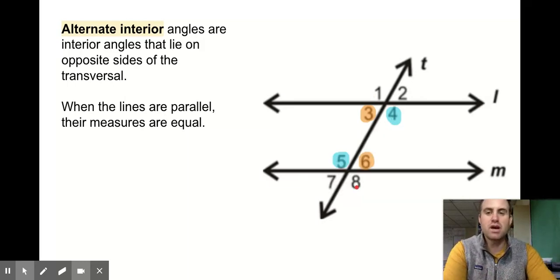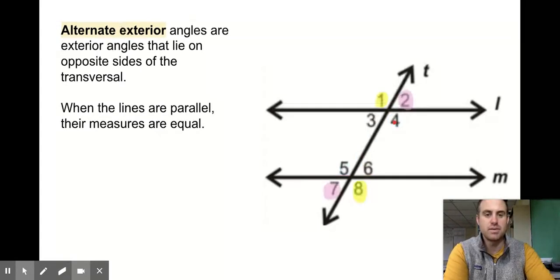So here on this slide, what we're talking about is alternate interior angles. Alternate meaning on both sides of the transversal. Interior means between the lines. And what we know is that 3 and 6 are congruent, as well as 4 and 5, because alternate interior angles are always congruent.